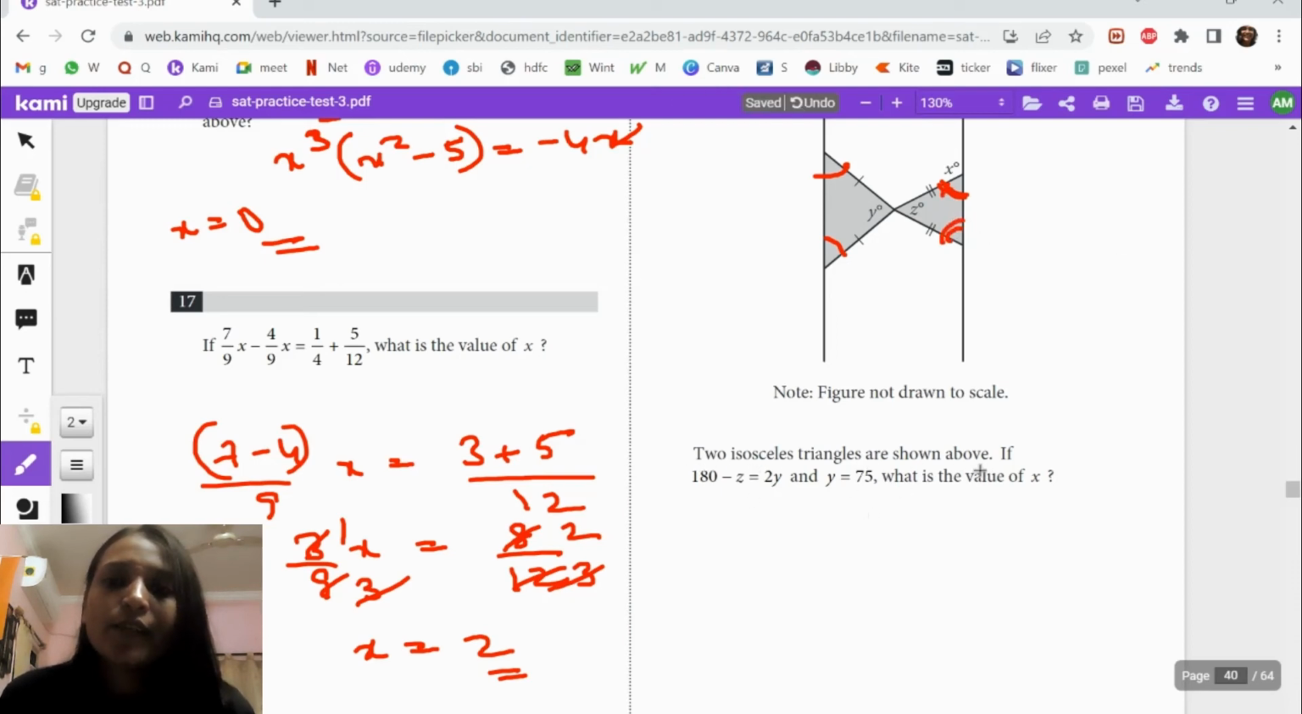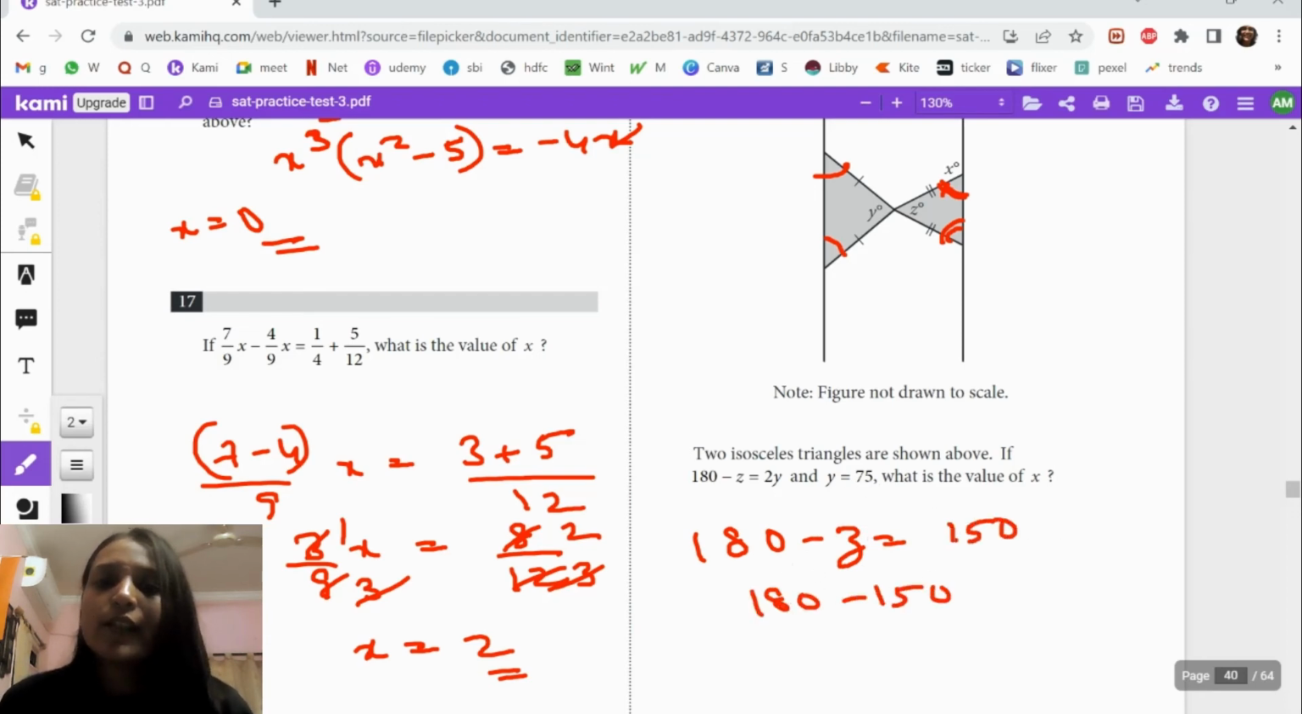So here they're saying two isosceles triangles are shown. If 180 minus z is equal to 2y and y is equal to 75, what is the value of x? So here first let's figure out z, if y is 75. So 180 minus z would be 2 times 75, which is 150. So 180 minus 150 would be equal to z. So z is equal to 30 degrees.